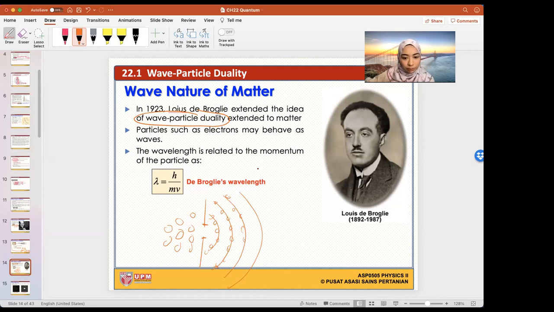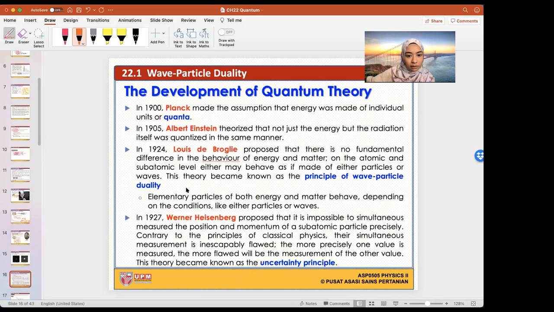Okay, so de Broglie's wavelength, this is your fourth equation. Lambda equals h over mv. So he used Planck's constant. He said, okay Planck, I'll use your constant, to make you famous. So h over mv. So m refers to the mass of the particle. v is the velocity, if I'm not mistaken. Let's see. Where is the explanation?